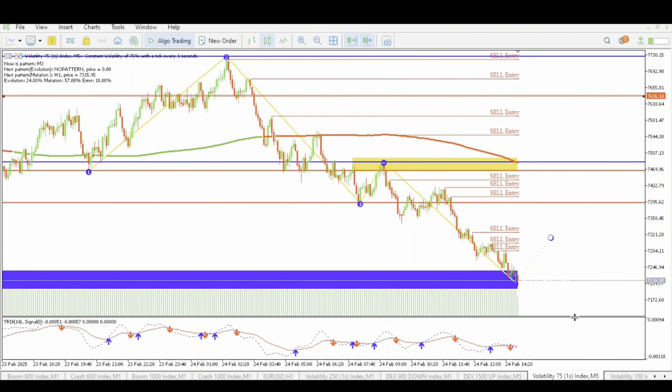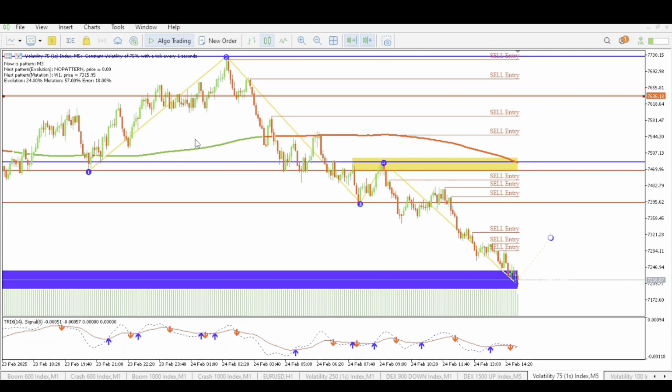All right, then we have this line again. When this line is red, it means the market is dropping. When this line is green, it means the market is going up. And another thing, always trade according to the trend, guys. Never ever trade against the trend. So if the market is dropping, look for sell entries. If the market is going up, look for buy entries.